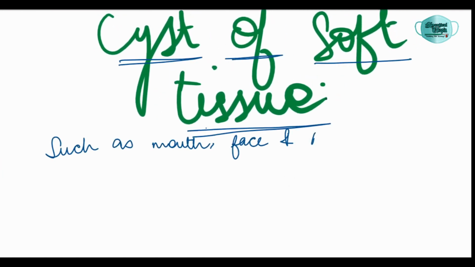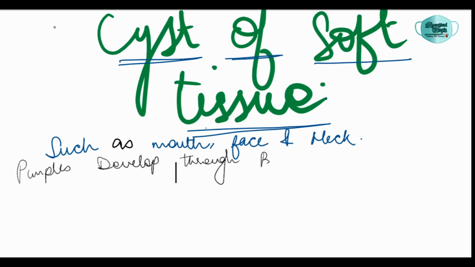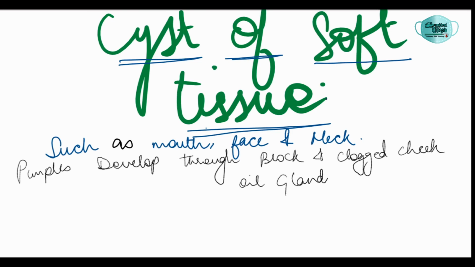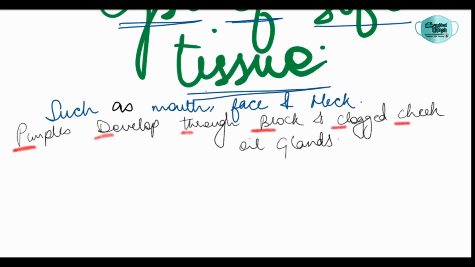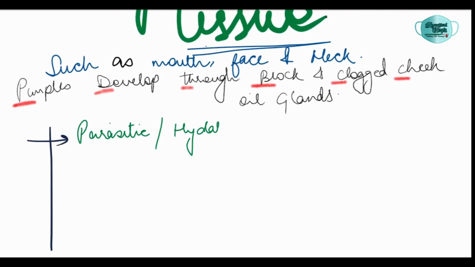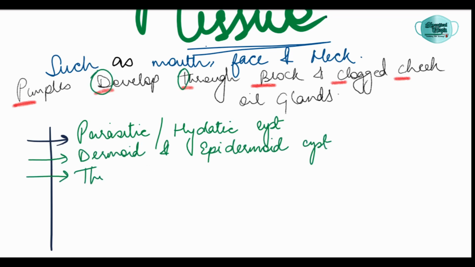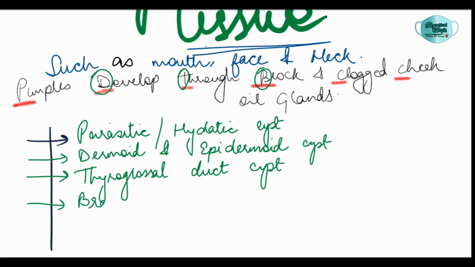Whereas in the third category, under which the cysts were classified by Shear, that is the cysts of the soft tissue of mouth, face and neck, I have made the following mnemonic: pimples developed through blocked and clogged cheek oil glands. With P we have parasitic or hydatid cyst, with D dermoid and epidermoid cyst, with T thyroglossal duct cyst, with B branchial cyst, which is also called cervical lymphoepithelial cyst, and with C cystic hygroma.